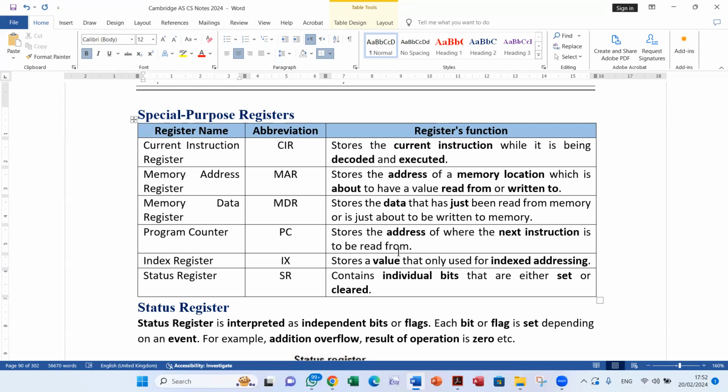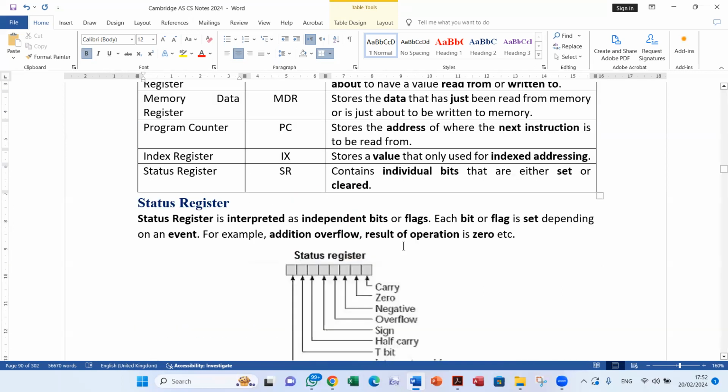The index register will be used in the addressing modes. We will not explain the addressing mode right now, so keep the index register for a while. The index register stores a value that is only used for indexed addressing. We will study the indexed addressing next, so let us keep the IX for a while.